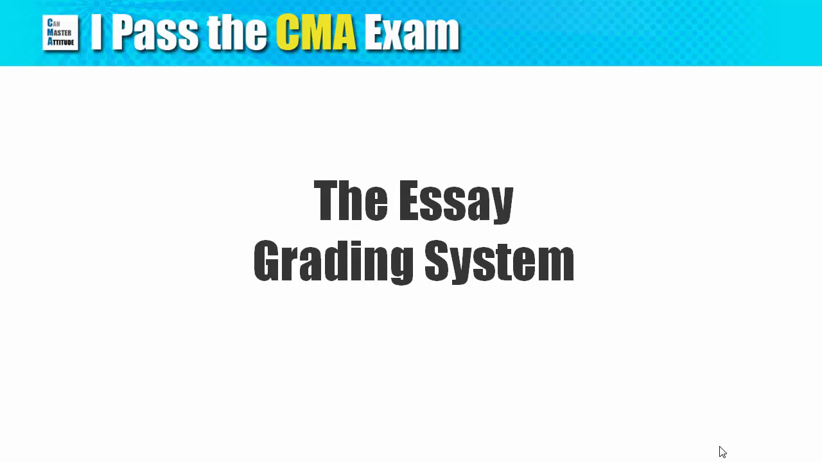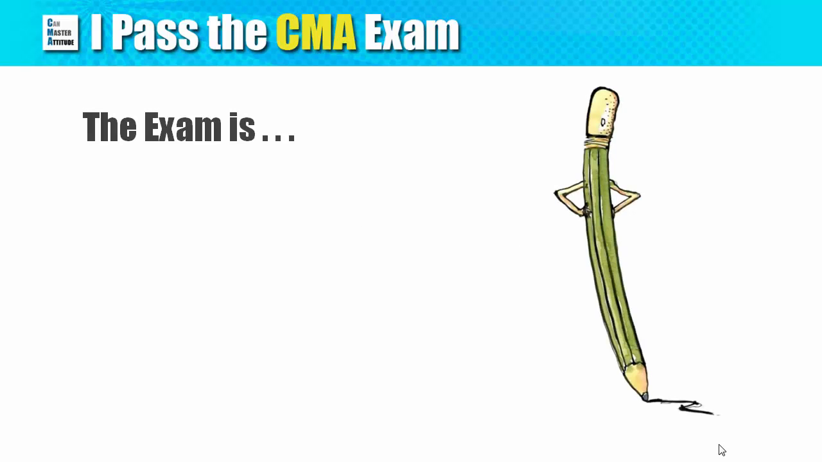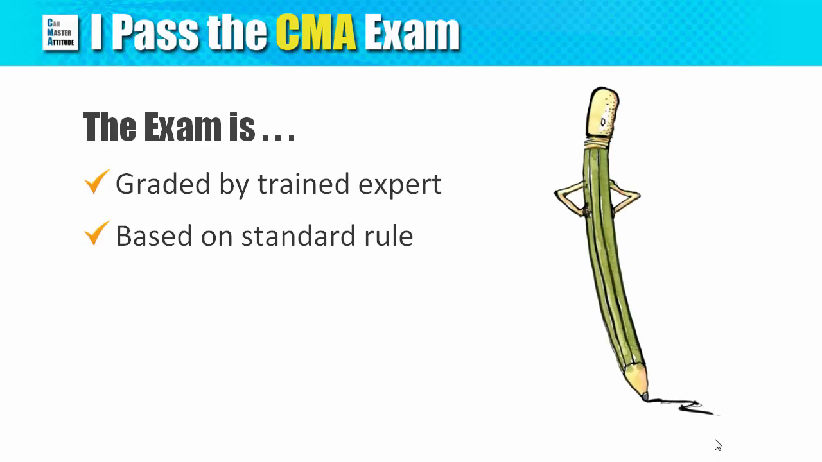The essay grading system. The essays are graded by trained subject matter experts using an approved scoring rubric to ensure objectivity and consistency. The essay is positively graded, which means that you start with 0 points and gain points once you are able to satisfy the requirement of the scoring rubric. It also means that there is no penalty for wrong answers.